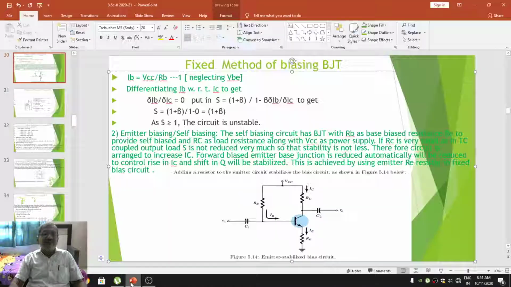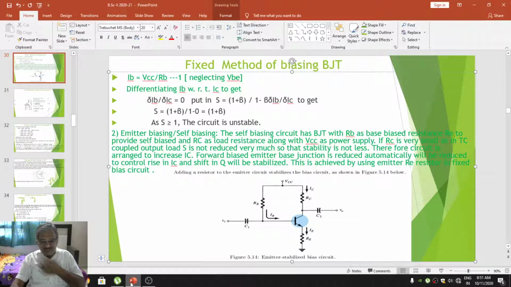Let us begin with another method of biasing the BJT, which is in continuation with topic number 2, that is transistor biasing.